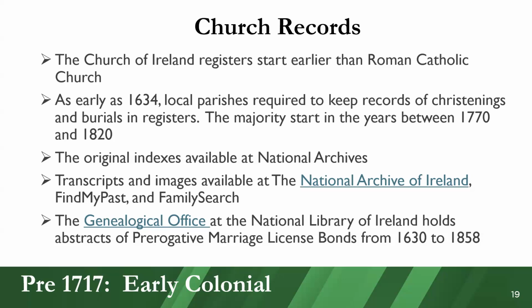One of the requirements of marriages is you needed to have a marriage ban, which meant you put up an announcement for 3 weeks before you were actually able to get married. It gave people time to decide whether or not there was a reason these people could not be joined in matrimony. If you wanted to skip that process, you could pay a bond and just go ahead and get married. And that's what those prerogative marriage license bonds are.